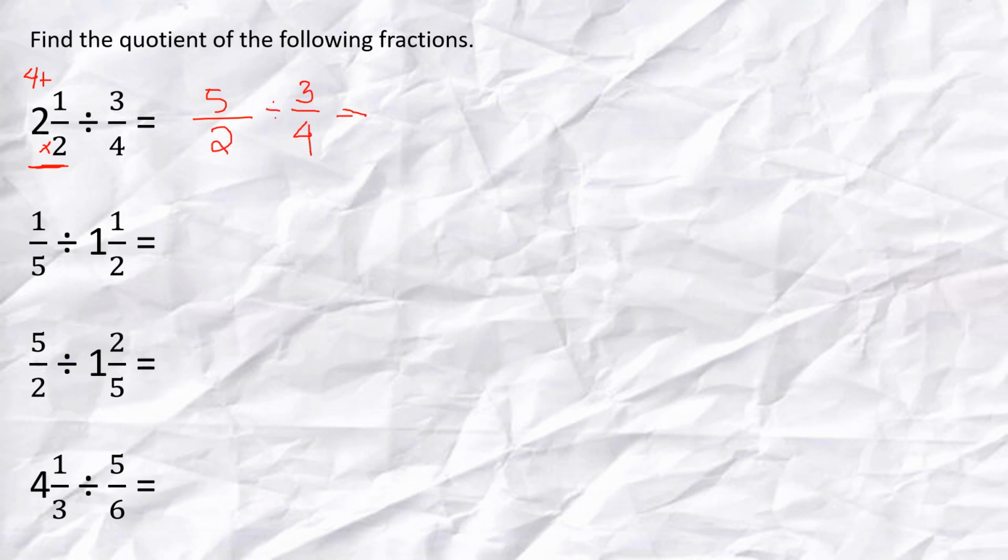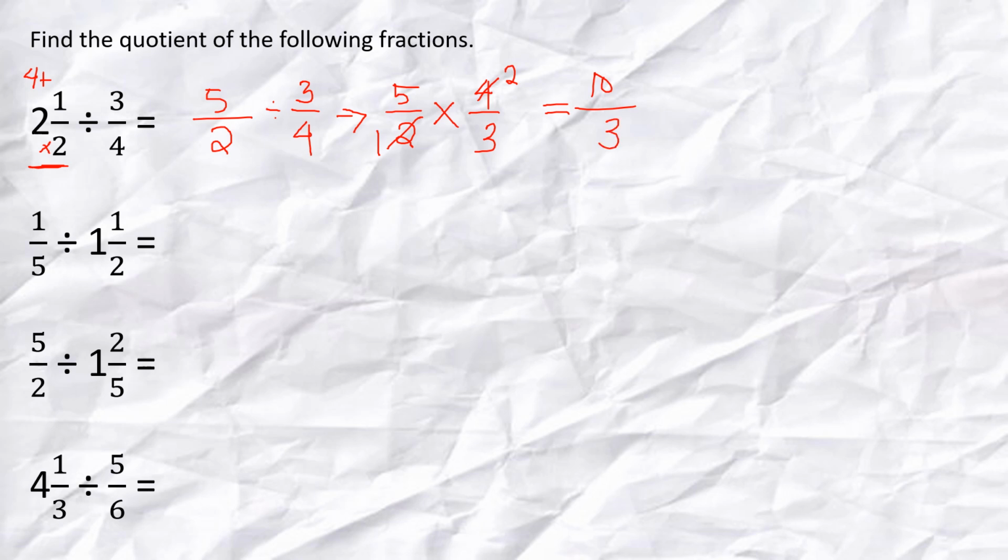Let us now divide. Copy your dividend, change division to multiplication, and then get the reciprocal of your divisor. So it will now become 4 over 3. Let us cancel this and this. Get their common factor, which is 2. 2 divided by 2 is 1. 4 divided by 2 is 2. We can now multiply. 5 times 2 is 10. 1 times 3 is 3.